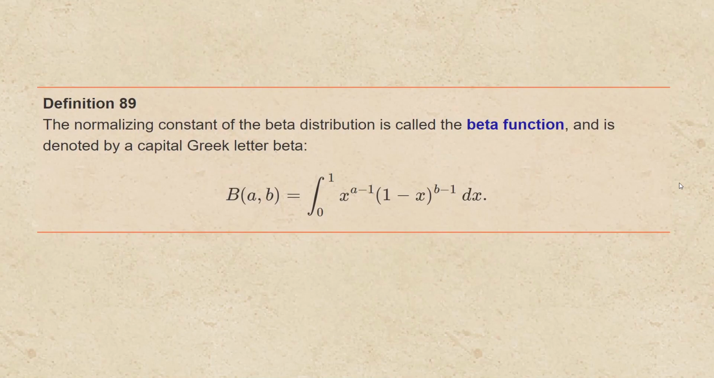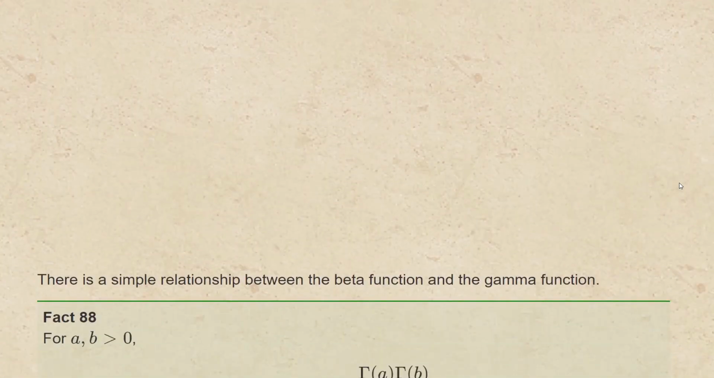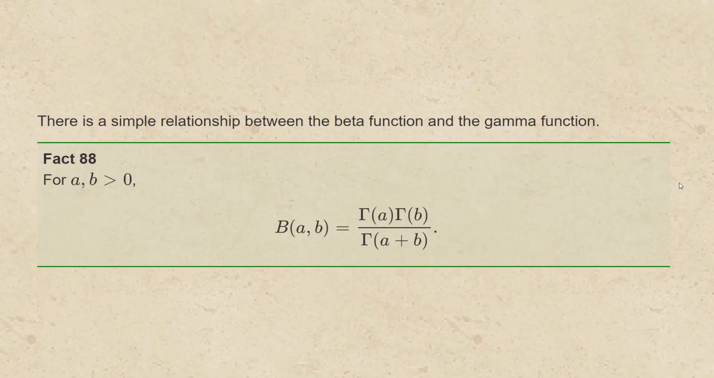The normalizing constant of the beta distribution is called the beta function, and it's denoted by a capital Greek letter beta. So capital beta of little a and b is the integral from 0 to 1 of x to the a minus 1 times 1 minus x to the b minus 1. There is a simple relationship between the beta function, the normalizing constant for the beta distribution, and the gamma function, the normalizing constant for the gamma distribution. For a and b greater than 0, capital beta of a and b is equal to capital gamma of a times capital gamma of b divided by capital gamma of a plus b.